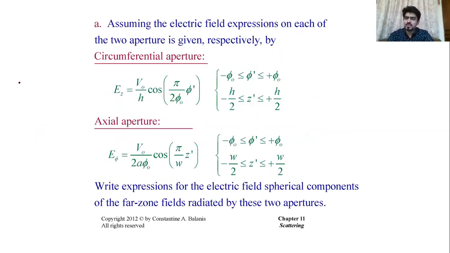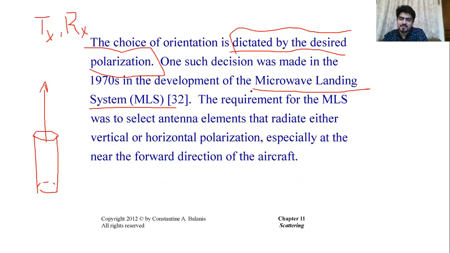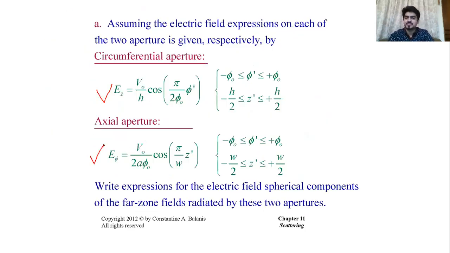And again, using the same analysis which we did for rectangular waveguides, we know that for the circumferential aperture, your E vector will be in the Z direction, as we just showed in this figure. It is along the Z direction. And for this axial aperture, your E field is along the phi direction. And for that, these will be your expressions for the E field for the circumferential aperture and axial aperture. Now, once we have this, we can find what would be the far field radiated fields from such apertures with this kind of field distribution.